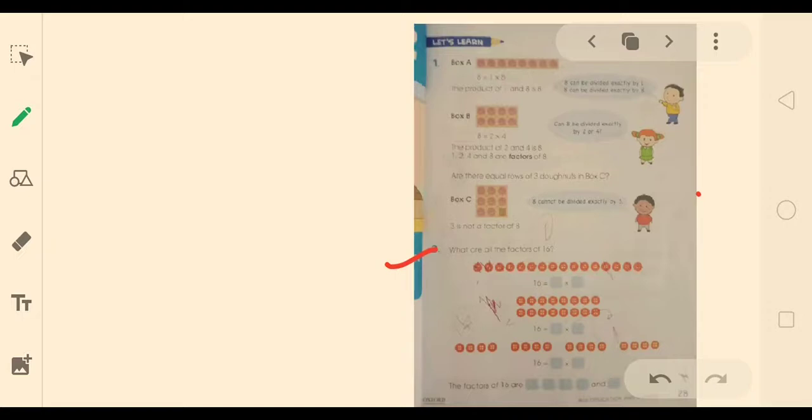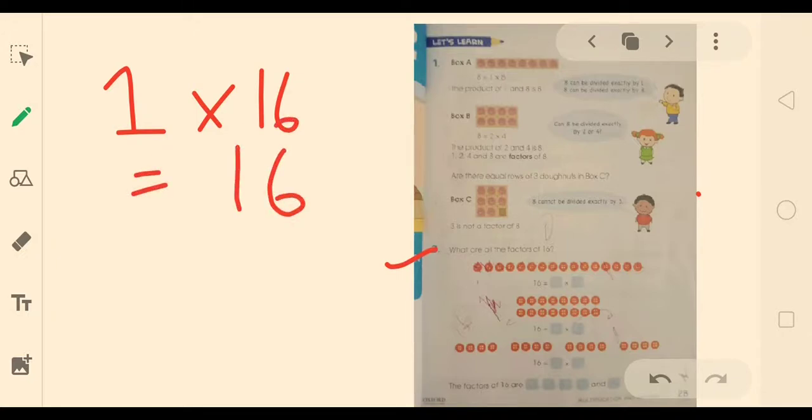What are all the factors of 16? Now look at over here. These are also donuts or some discs. Okay. Now there is one row over here. And can you count how many donuts or discs in one row? 1, 2, 3, 4, 5, 6, 7, 8, 9, 10, 11, 12, 13, 14, 15, 16. It means there is one row, and 16 donuts or discs in one row. So what will be the final answer? That is 16. Is it clear?